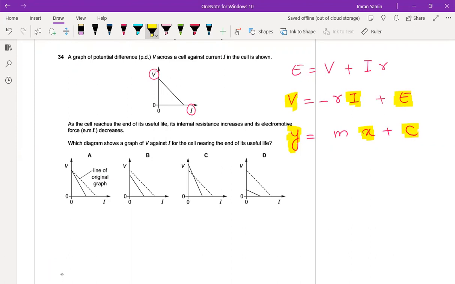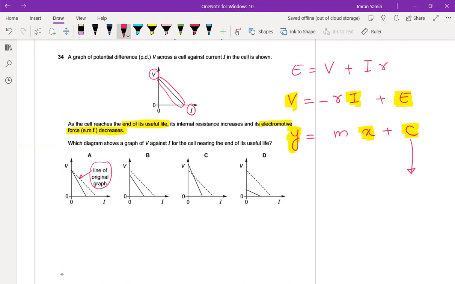The question is, usually the EMF of a cell remains constant, but if a cell is near the end of its life, then its EMF decreases. Sir, if EMF decreases, then obviously the y-intercept will decrease. The dotted line is the graph of the original cell, and we have to select the dark line as the new cell or new battery line.